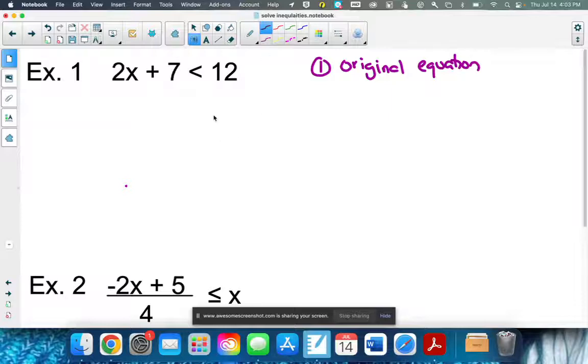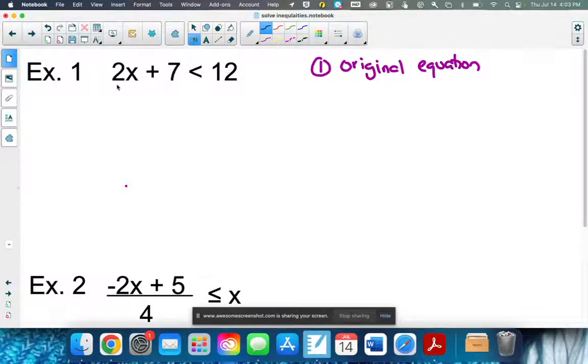We treat these the same way we treat equations as far as add, subtract, multiply, divide. There is only one exception, which we're going to get to on example 2, just so you can make a note to yourself. So for right now, ignore the fact that this is not an equal sign. We're going to treat it the same way.